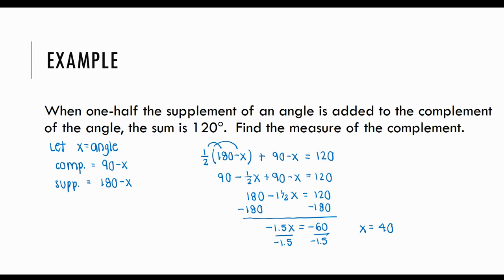However, if we read the problem, it wants us to find the measure of the complement. So we know that the complement, once again, is 90 minus whatever the value of x was. So since we got x to be 40, 90 minus 40 tells us that our angle is a 50-degree angle.